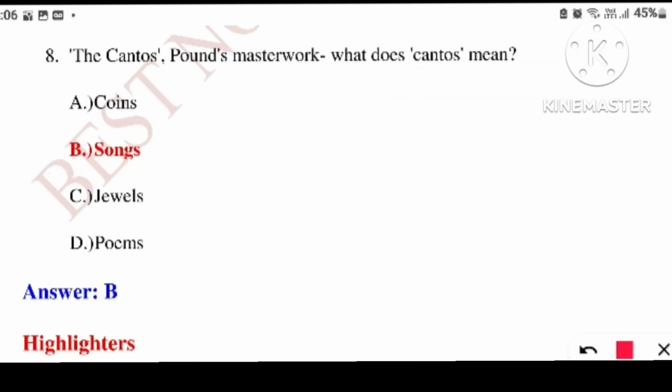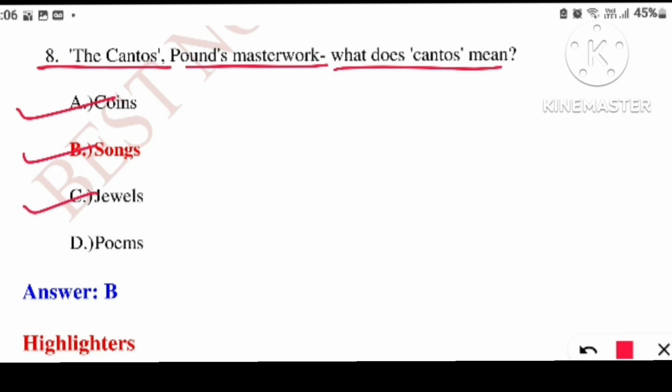Question number 8. The Cantos. Ezra Pound's masterwork. What does Cantos mean? Option A, coins. Option B, songs. Option C, jewels. Option D, poems. So right answer is option B, songs. Cantos means songs.